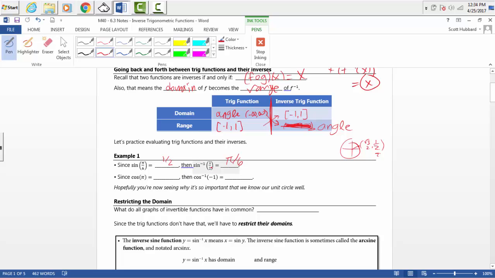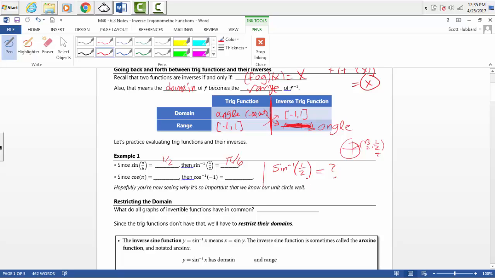And so the way I read this, let me just give you more practice or understanding. When I read this, let's say it's a question mark. This is saying, what angle do I have to plug into sine that's going to give me half?